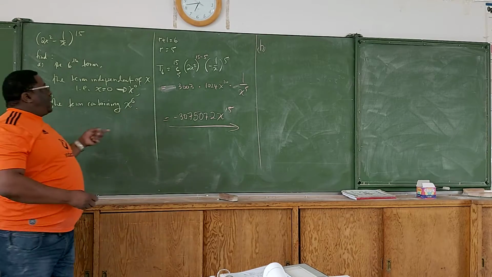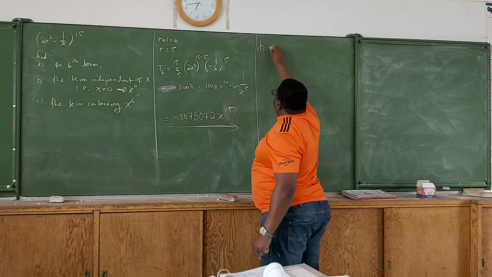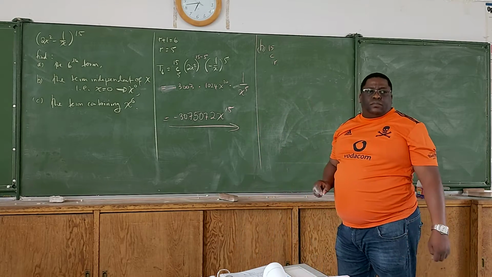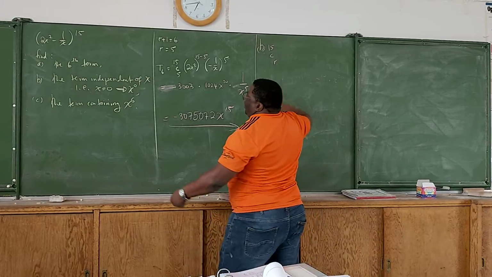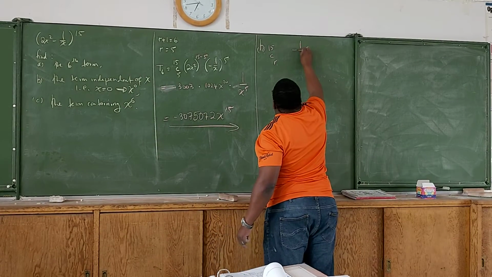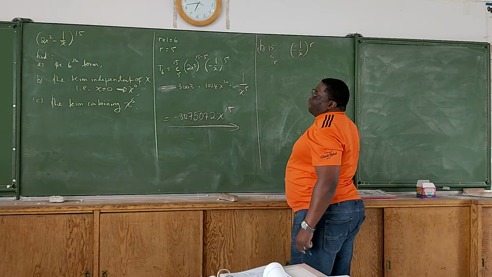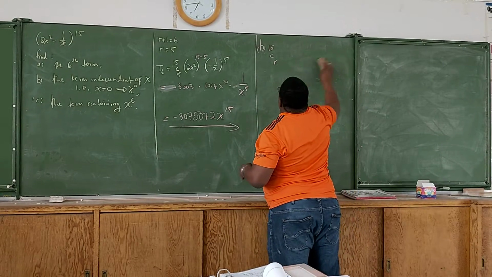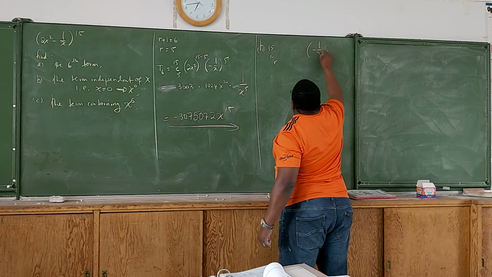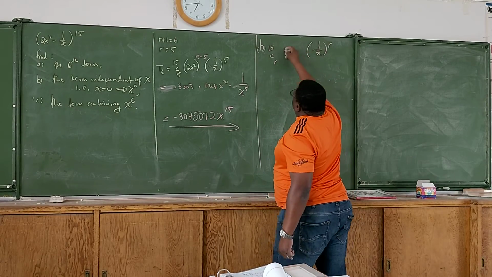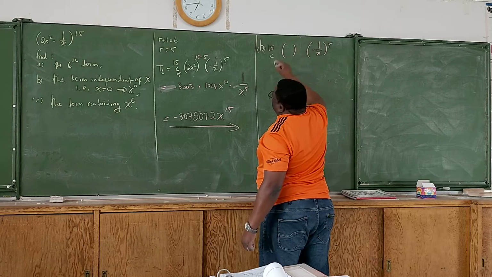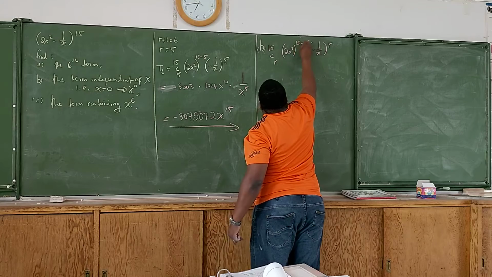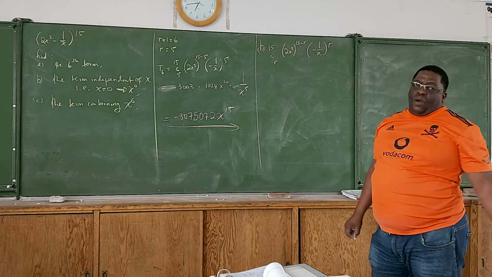So first, let's write down what we have. So we have 15CR. Second one is minus 1 over x to the r. Maybe I should split, maybe I don't have enough space. Minus 1 over x to the r. And what is the first term? 2x squared to the 15 minus r. Are we together?